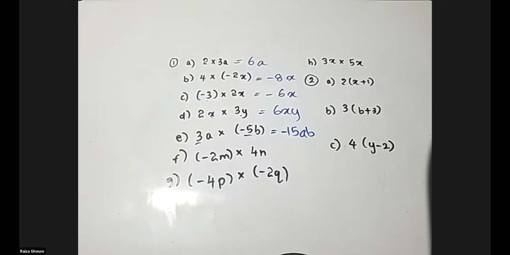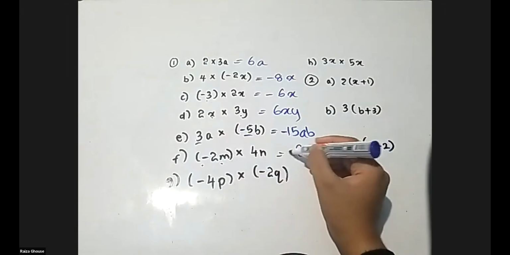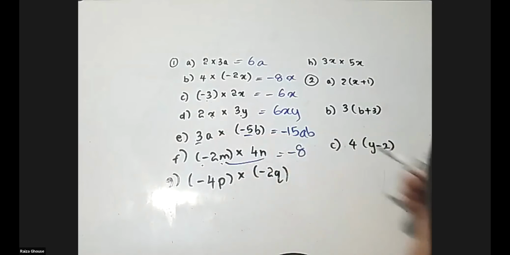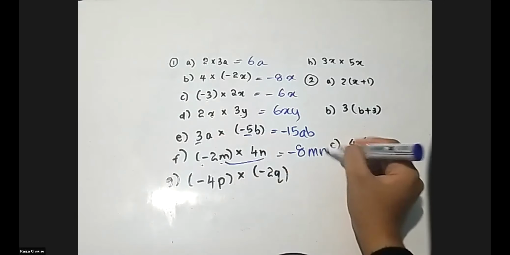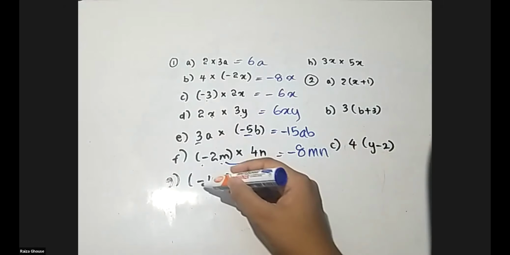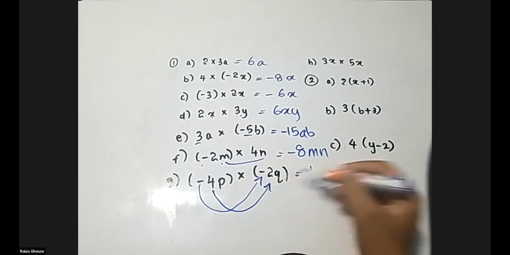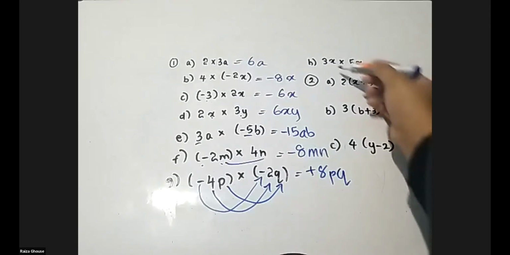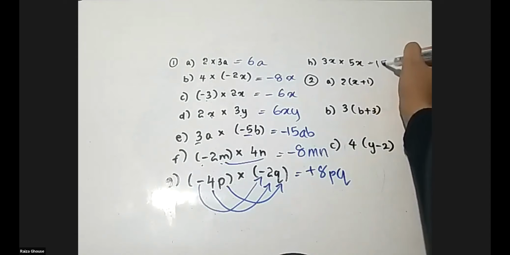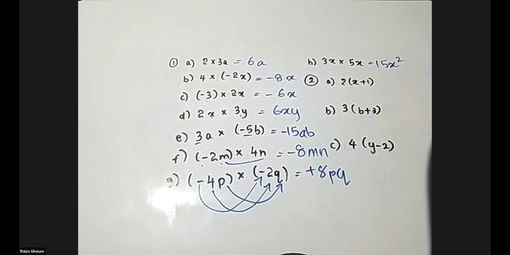Okay, right. F part, 2 into 4 is 8. Negative into positive is negative. M and N, 2 letters are here. So MN. You can write NM also, no matter. Now, negative into negative is positive. 4 into 2 is 8. P into Q is PQ. Now, last one, 3 into 5, 15. X into X is not 2x, it is x squared. So that's question number 1.